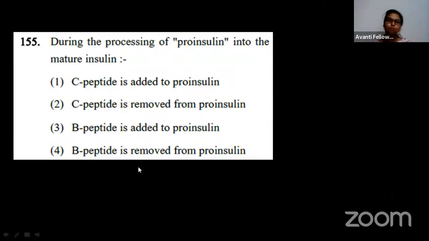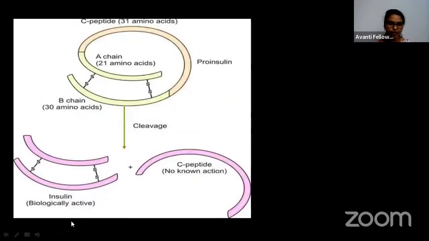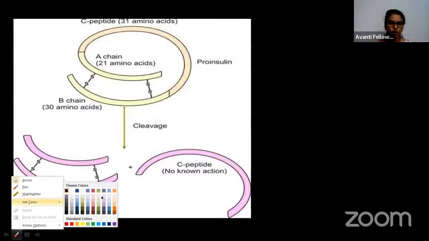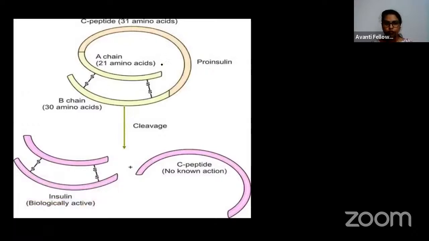During the process of pro-insulin into the mature insulin, the options are C-peptide is added to pro-insulin, C-peptide is removed from pro-insulin, B-peptide is added to pro-insulin, B-peptide is removed from pro-insulin. ठीक है, तो ये हमारे ऑप्शन हैं. So for that, let's go and see the next slide. ठीक है, इस स्लाइड में हम देखते हैं बेटा क्या दिया गया है.